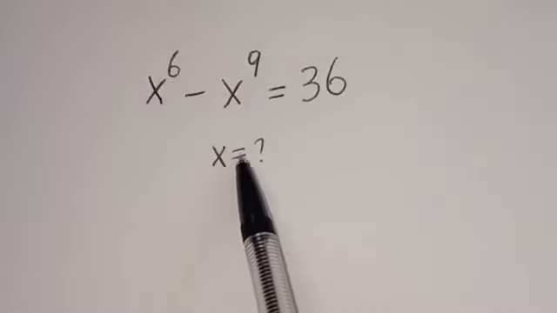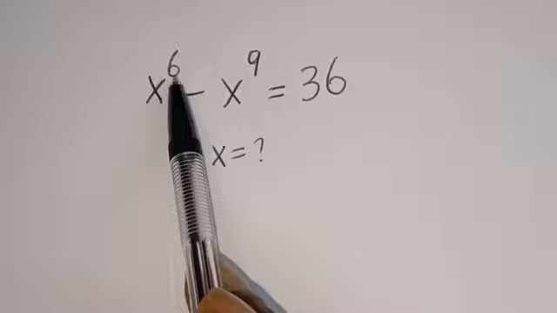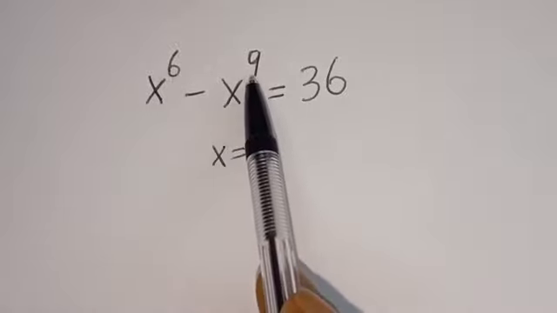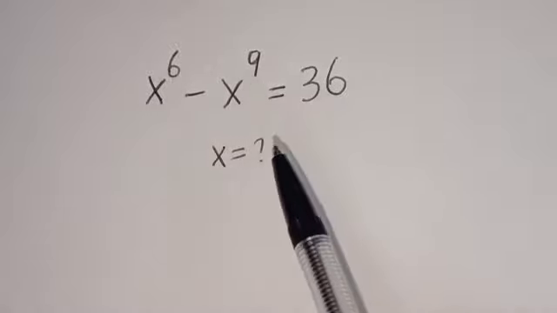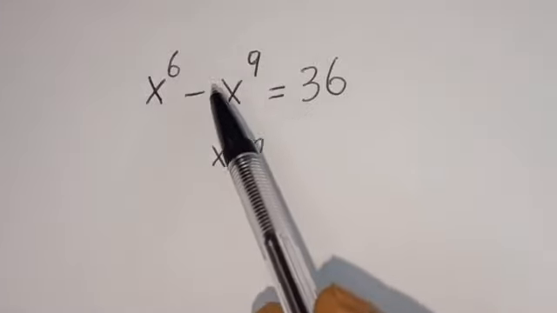Hello, how to solve for x in this equation: s to the power of 6 minus s to the power of 9 is equal to 36. We want to find the value of s from this beautiful equation.